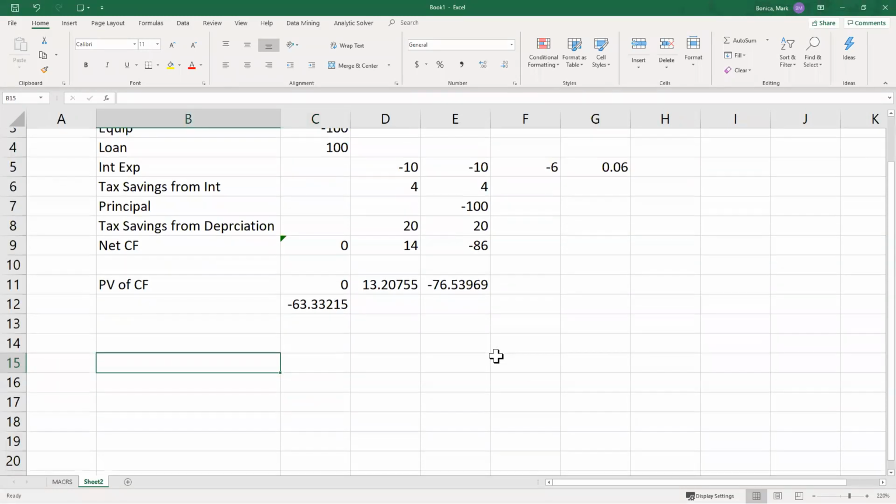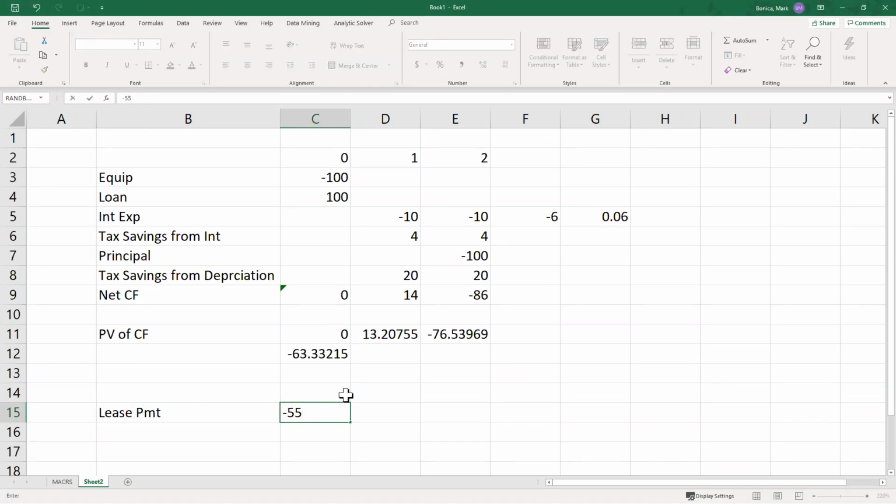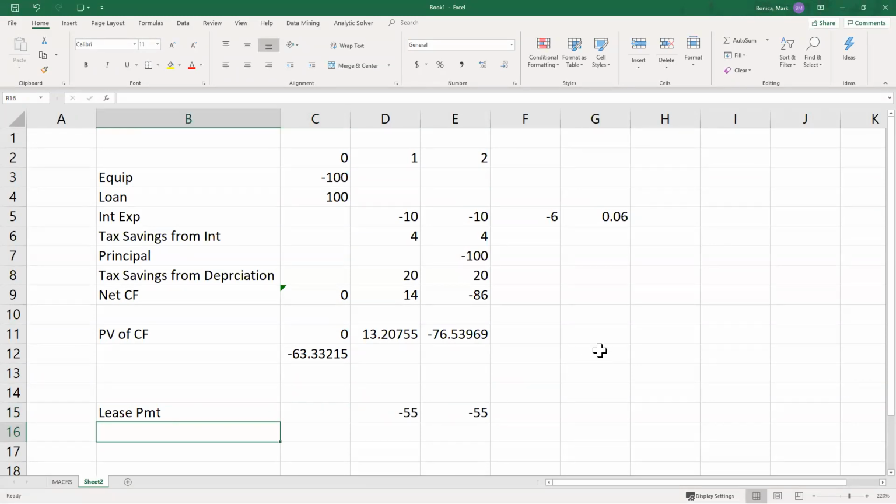And then the lease option was we were going to have lease payments in time 1 of 55,000 and time 2 of 55,000. Sorry, not in time 0. Well, a lease payment is an expense. So what do I do with an expense? If I have an additional expense, I'm going to have a tax savings from that expense.